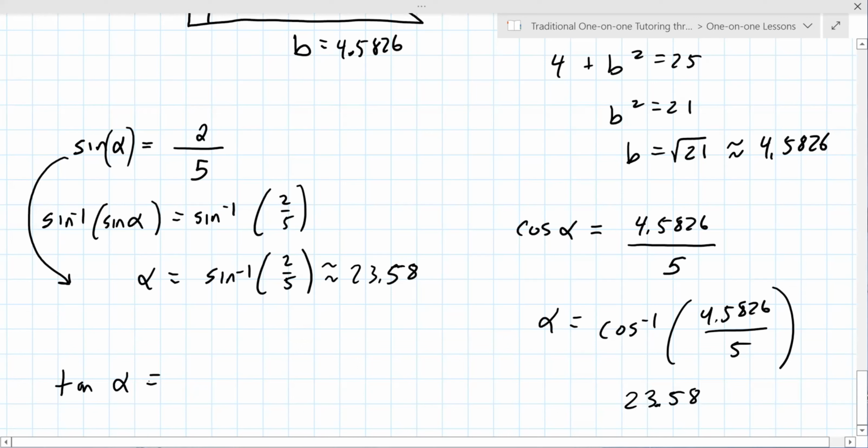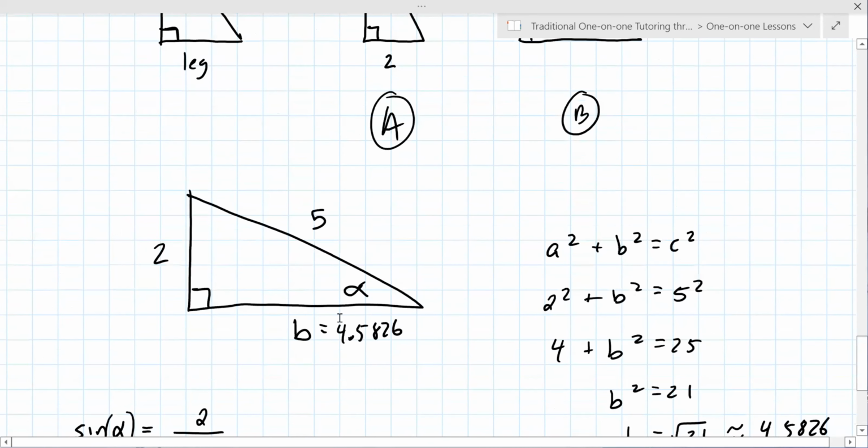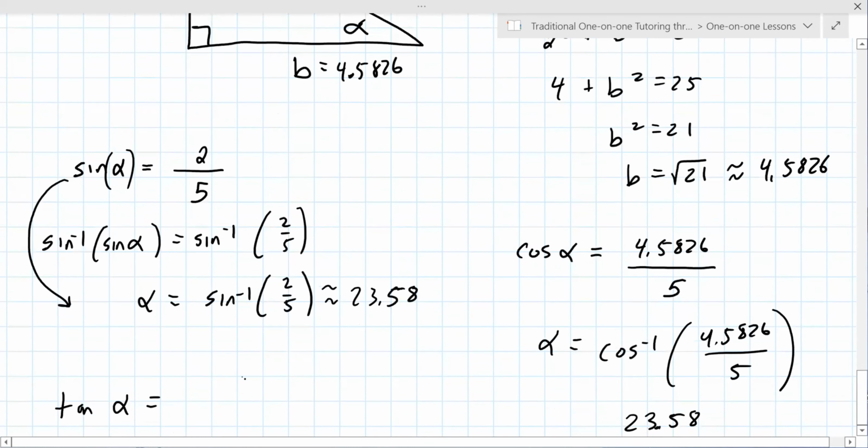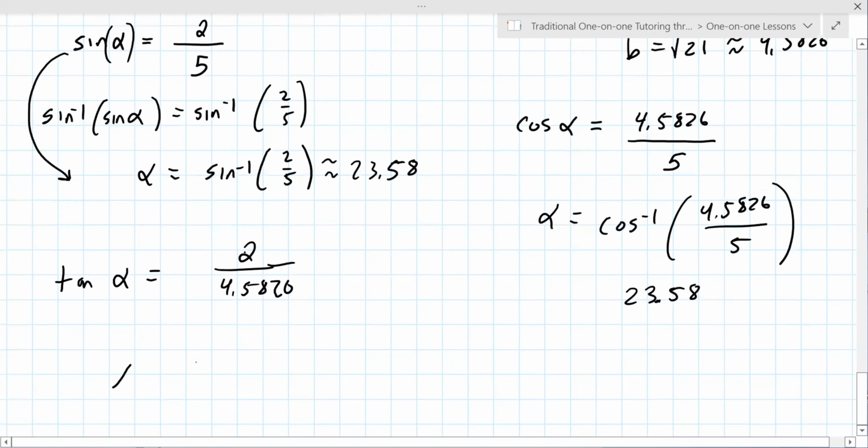Tangent alpha. Hang on just a second here. Tangent alpha is, we go back, that was the one I was leading off with, it's the 2 over the 4.5826. And you will see that it too is 23.58.